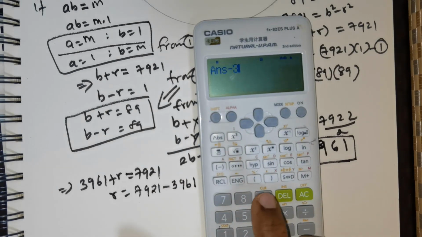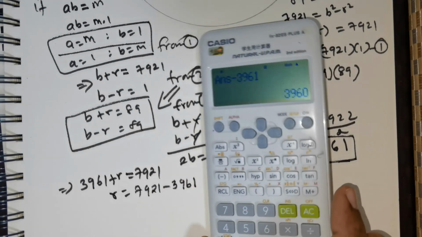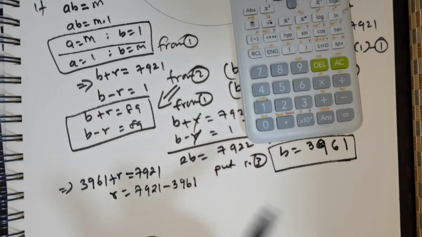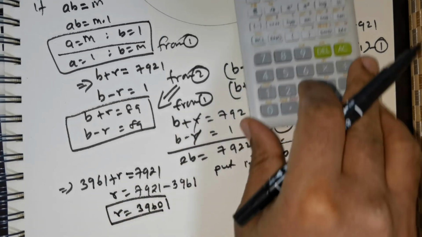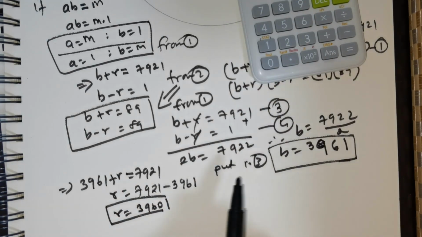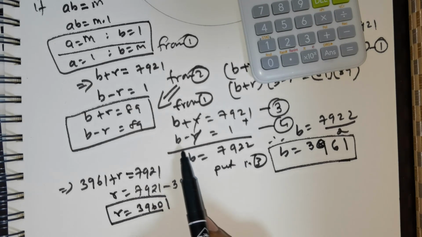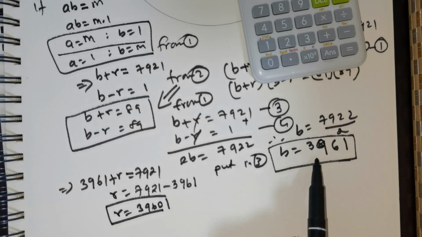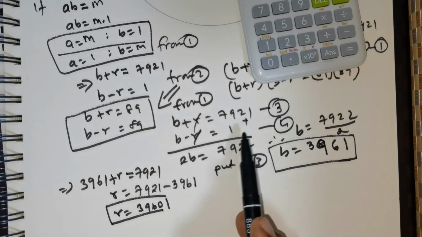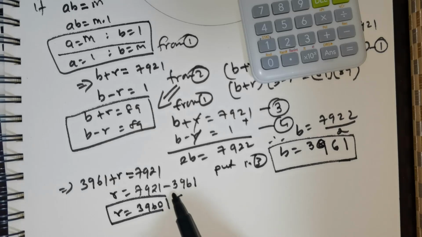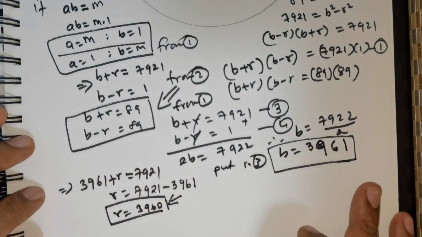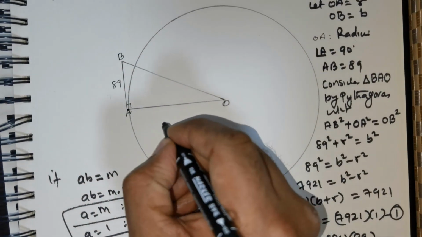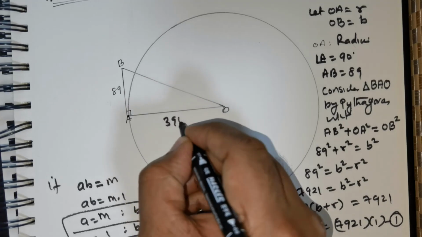7921 minus 3961. So that's going to be 3960. So r is equal to 3960. So this is what you got. Now if you would have placed the value of b, 3961, over here and flipped it to the other side, the value is going to be the same, 3960. So just go back to the question. 3960 is the radius.